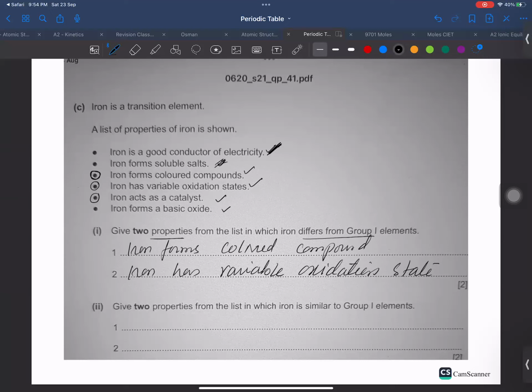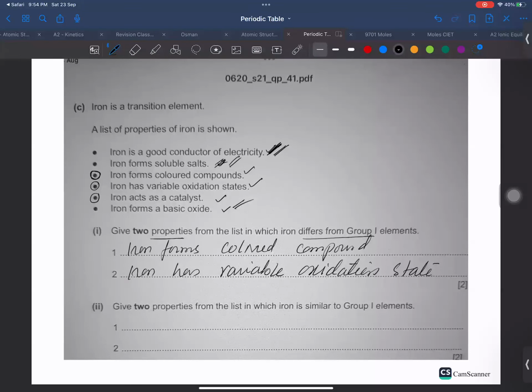You have two properties from the list in which iron is similar to group 1. You can see this, the conductivity, and iron forms soluble salts, and also it forms a basic oxide. Whenever metal and oxygen combine, they are going to form basic oxide, except you can say that aluminum and zinc, they are going to form amphoteric oxide, and the rest all are going to form basic oxide.